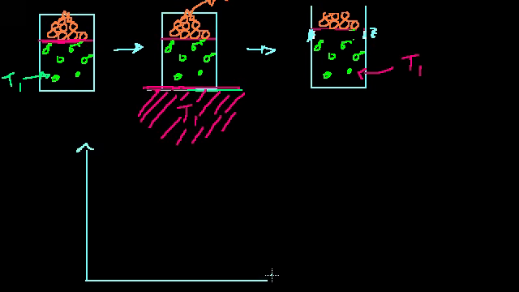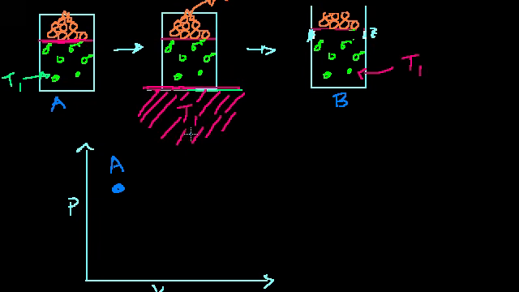Let me label them. This is P, this is V. Let me call this, let me do it in a good color. This is state A of the system. This is state B of the system. So state A starts at some pressure and volume. I'll do it like that. That's state A, and it moves to state B. And notice I kept the temperature constant.